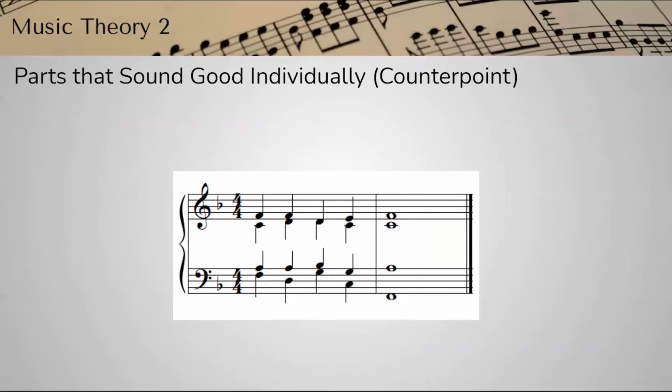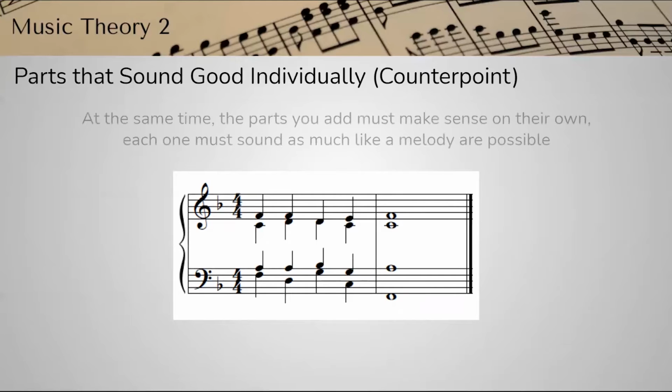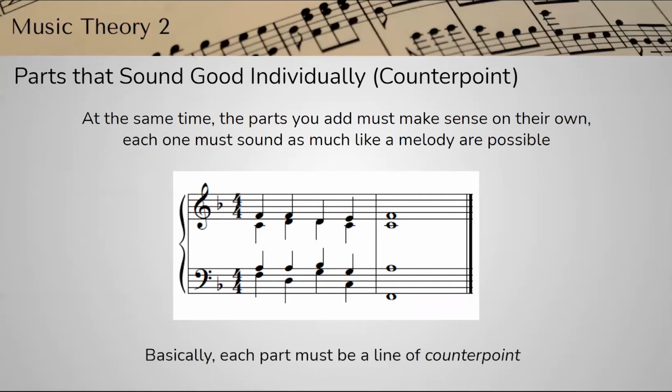So let's see how these parts sound good individually. Why are they good melodic lines? Why are they good counterpoint? So the parts have to make sense on their own. So they sound good when they're sung with the other parts, but they also have to sound good or make sense on their own. So each one should sound as much like a melody as possible. So basically, each part must be a line of counterpoint. And let's kind of look at this individually. So we see that this soprano line goes F, F, D, E, F.